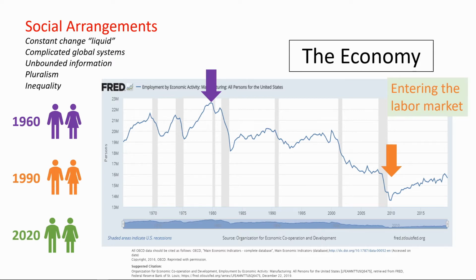The people being born today, 2020, are unlikely to know a time when manufacturing jobs are a major part of the labor market. Instead, the people born in 1990 and in 2020 are experiencing a job market with more constant change and an economy with more complicated global supply chains.